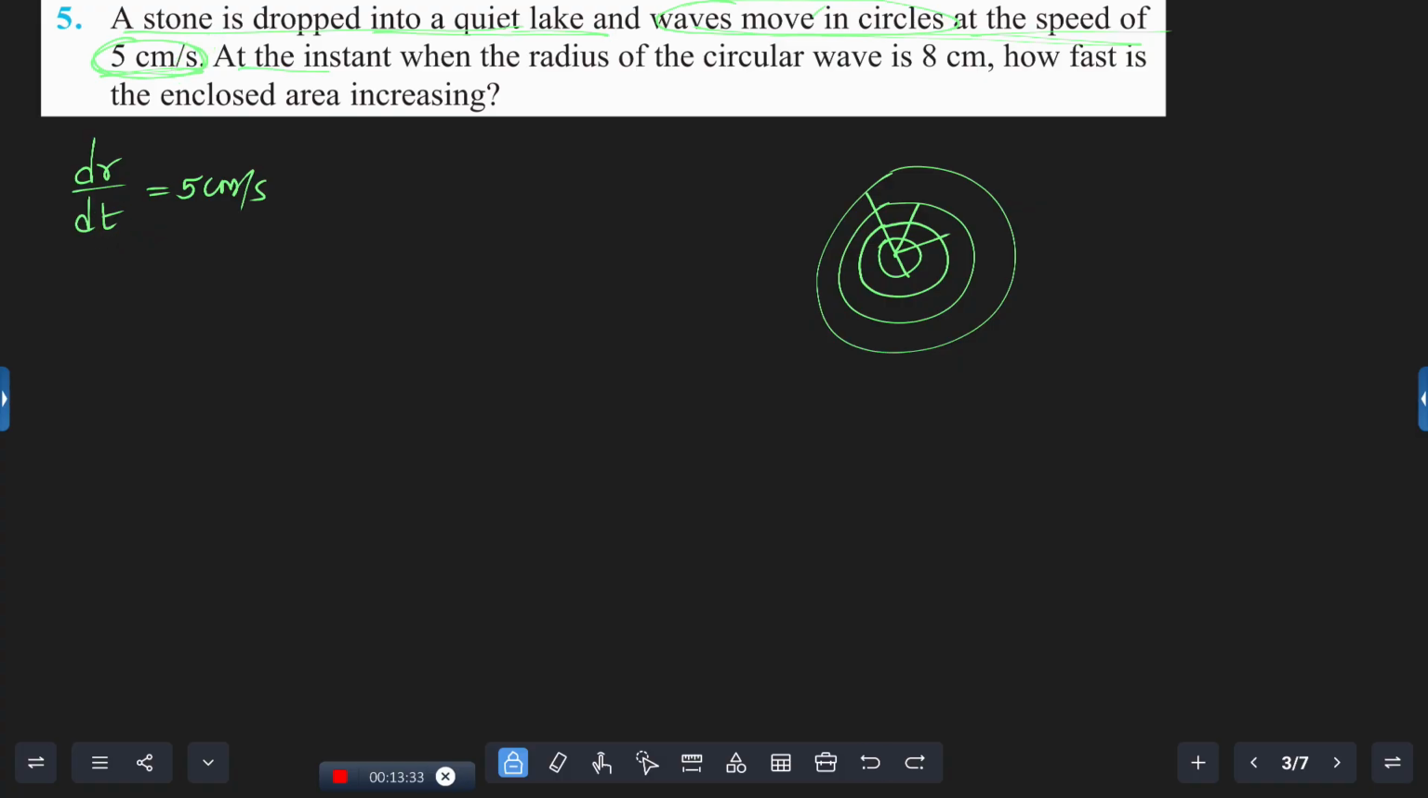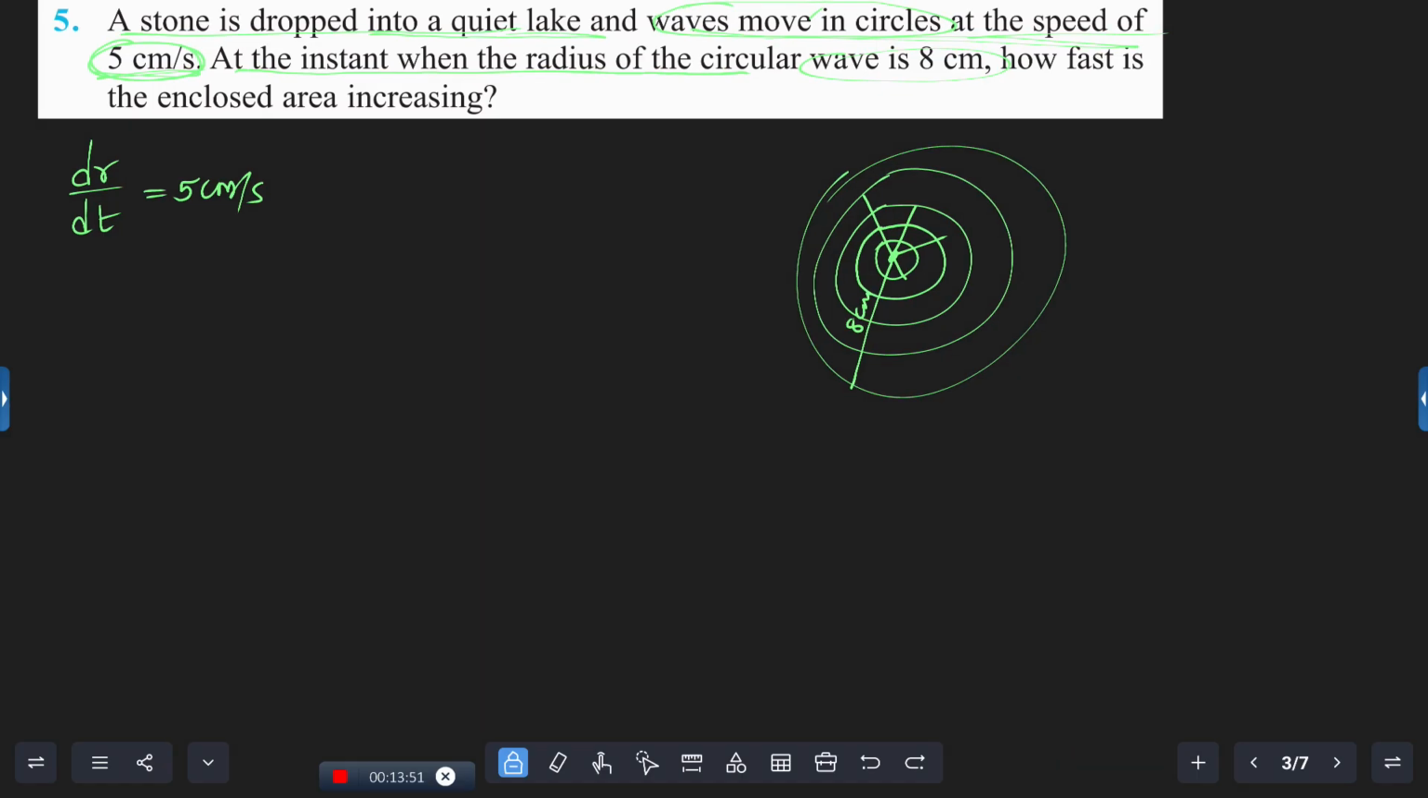Right. At the instant when radius of the circular wave is 8 centimeter. Suppose when a circle is moving, at one of the places when I am drawing this, the radius is 8 centimeter. At that time we are measuring something. So when radius is 8 centimeter, meaning radius of the wave is 8 centimeter, how fast is the enclosed area increasing?